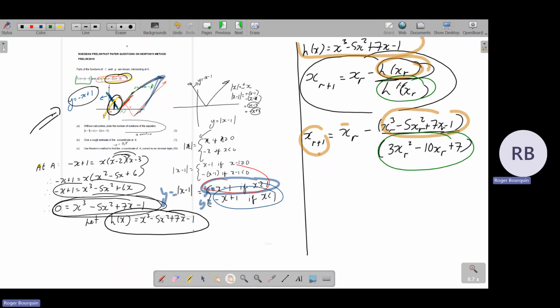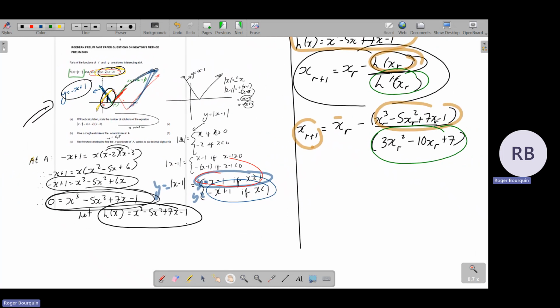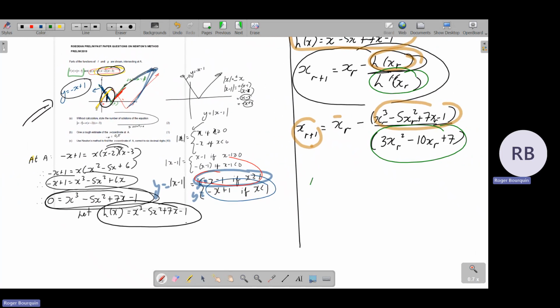So now we're going to apply the iteration process. What you're going to do in your calculator is write down a legitimate first guess for my point of intersection. Now they ask you that over here: give a rough estimate of A. Well, an educated guess for what A was is halfway between 0 and 1.